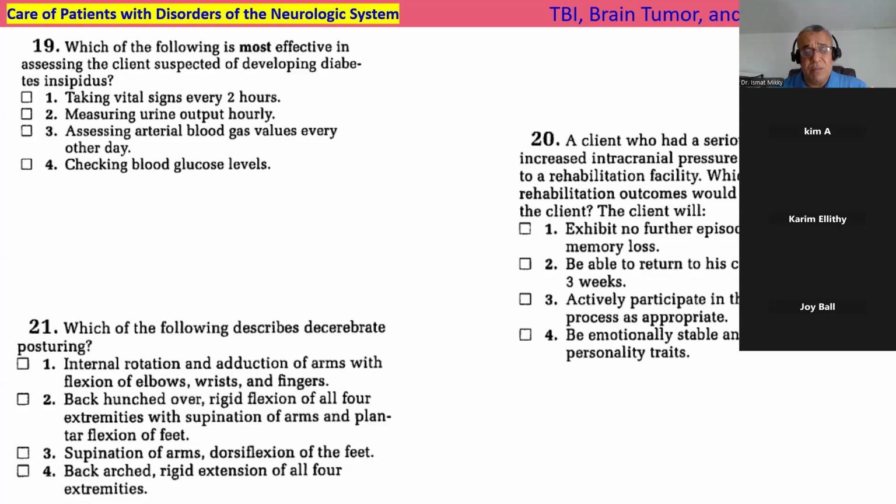So they'll be extremely thirsty. They will have a large amount of diluted urine, polyuria. The urine will be a huge amount, diluted. So number 2, measuring urine output hourly, is a must in patients with diabetes insipidus. And this question pertains to neuro because patients with head trauma, with traumatic brain injury, sometimes end up with diabetes insipidus.